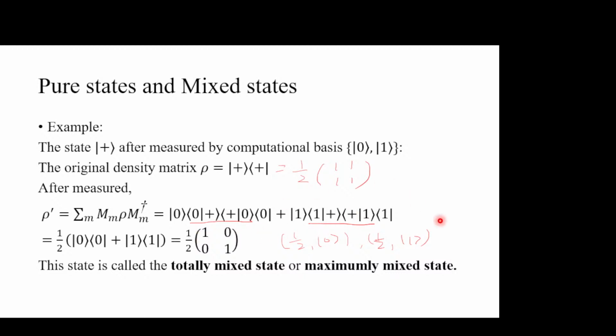Okay, and this thing is a very special mixed state. It's called the totally mixed state or maximally mixed state. Basically it means that it's 1 over the dimension times the identity matrix, because, well, the identity matrix is kind of special. It has equal probability on all the dimensions here.